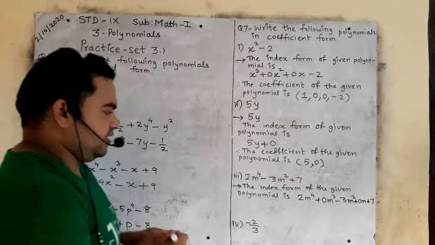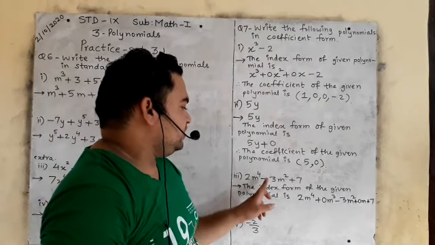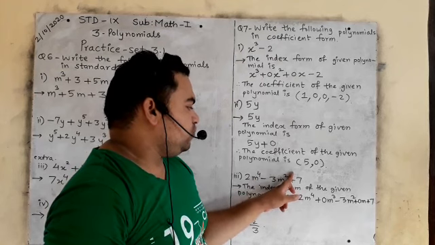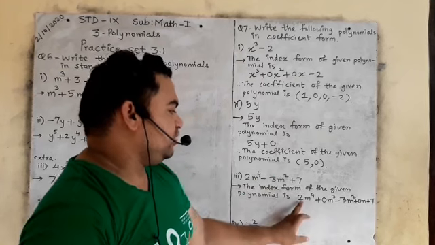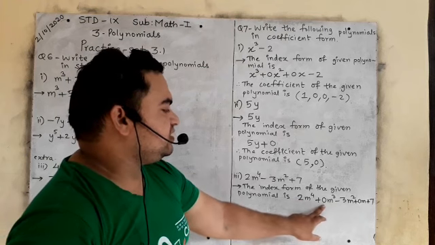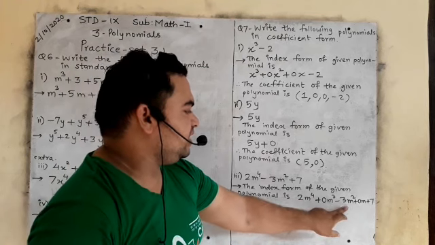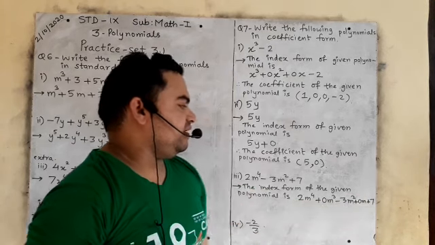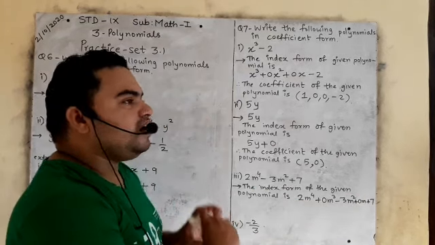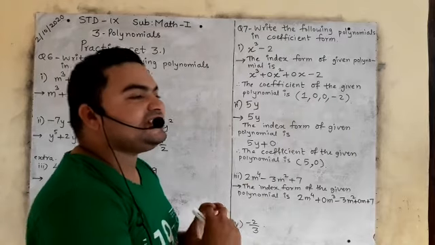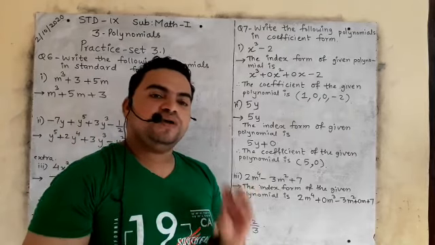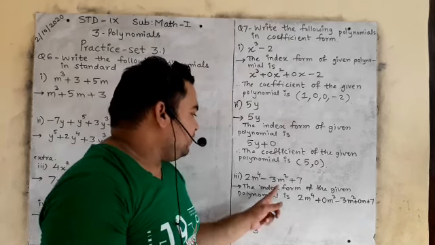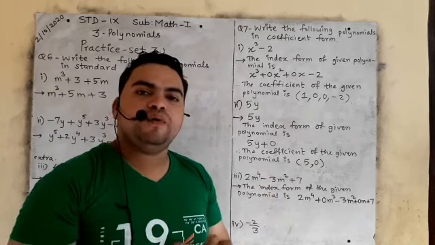Understood? Look here. M raised to 4, then there should be m raised to 3, then m raised to 2, then m raised to 1 and m raised to 0. So look here: 2m raised to 4 plus 0 m raised to cube minus 3m square plus 0 m raised to 1 plus 7. So we have to arrange the given polynomial in its index form, and for the terms which are absent, you will use 0 and the same variable used in the given polynomial.